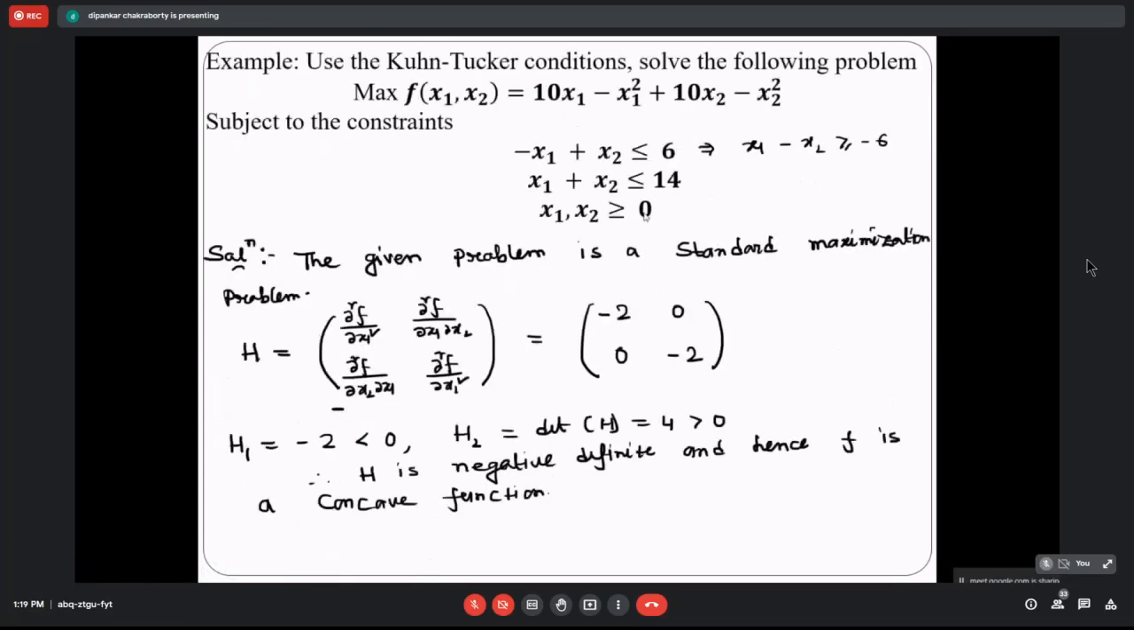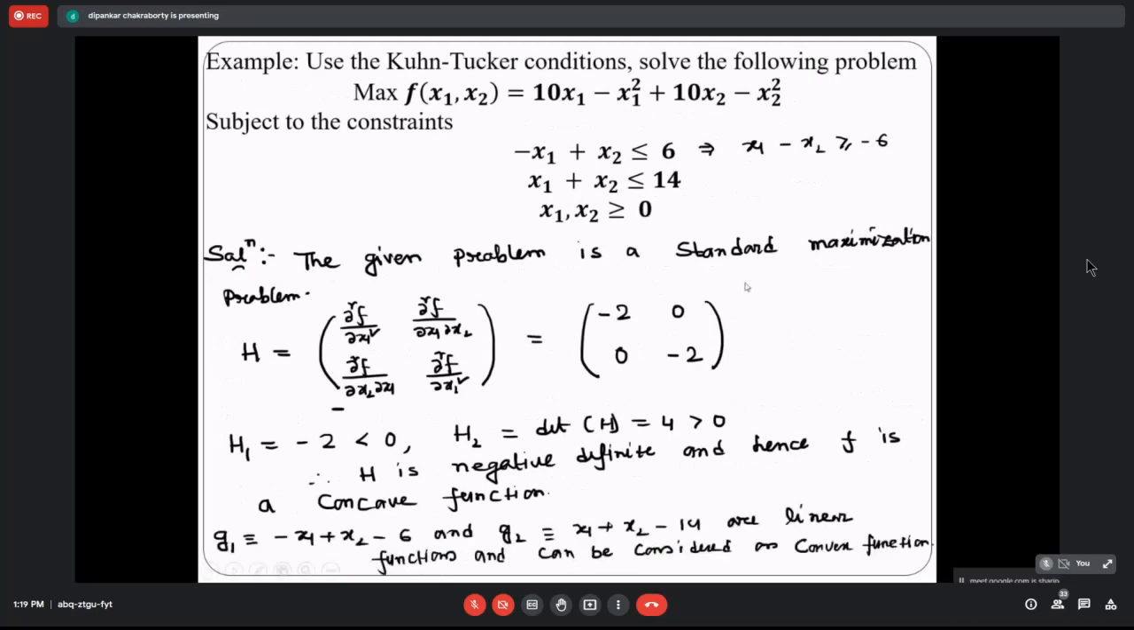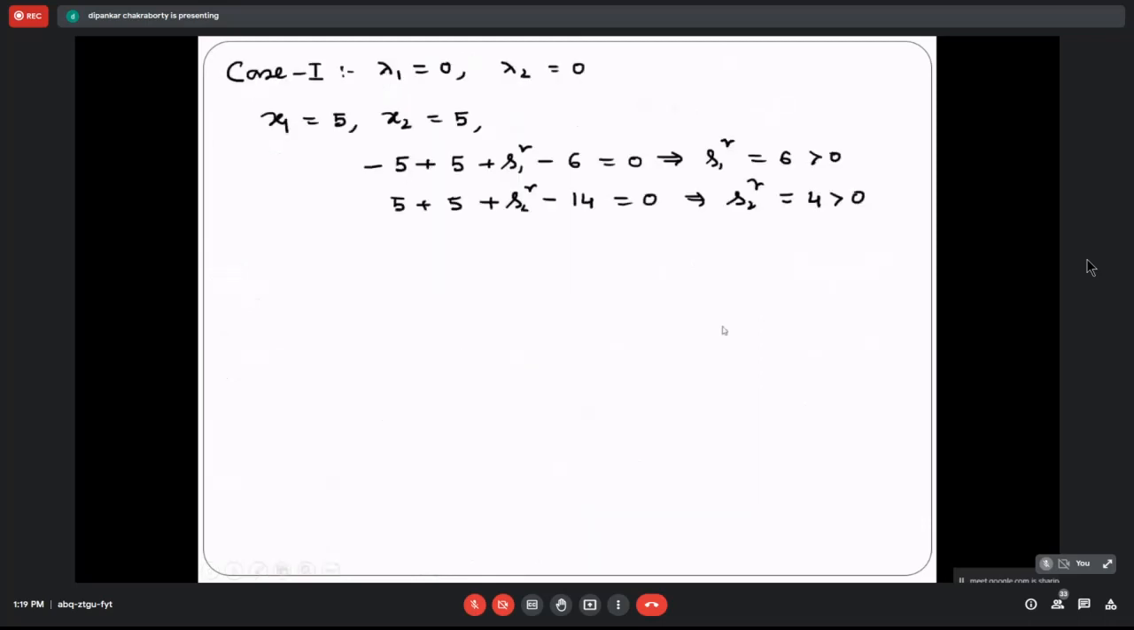Just go to the problem. x1 and x2 are both greater than or equal to 0. It is coming here 5 and 5. S1 square and S2 square should always be greater than or equal to 0. It is also happening here. And lambda 1, lambda 2 are also greater than or equal to 0. It is also assumed here. So the value we are getting from case 1 is actually a feasible solution.